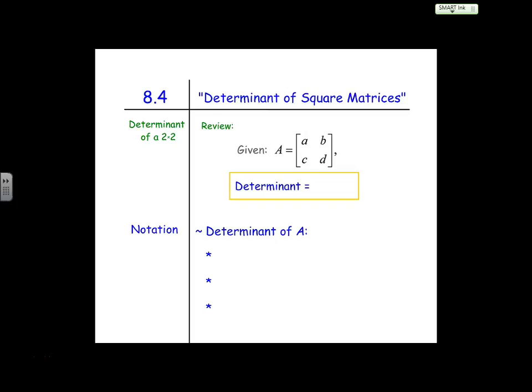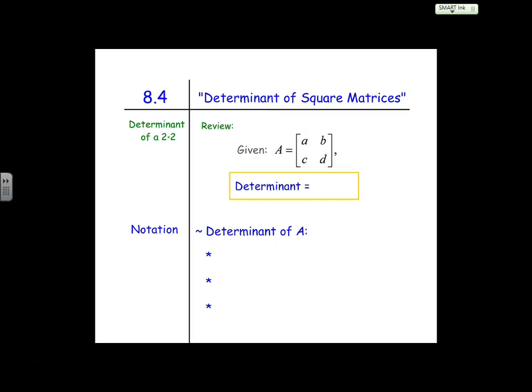Well, there's a formula for a 2 by 2. There's a trick for a 3 by 3. And then there's a process, a procedure, a formula for 4 by 4s and above. So we're actually going to learn the formula on something smaller like a 3 by 3, and not just use the trick. But we'll see both.